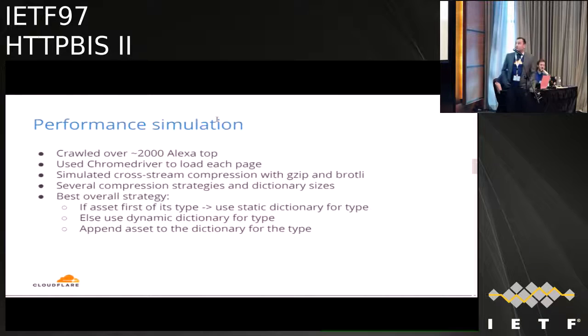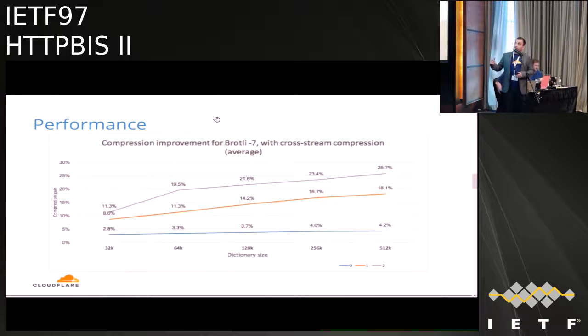Just to give you a glimpse of the performance we're getting here, I did some analysis over the top 2,000 Alexa sites. The details are not important, but basically I scrolled over websites and simulated the dictionary compression. Here we can see, for example, the blue line, which is the average compression that we got over the 2,000 sites. The blue line is where you just load the website for the first time. We can see there's over 4% improvement, and that's just from using the static dictionaries that I created.